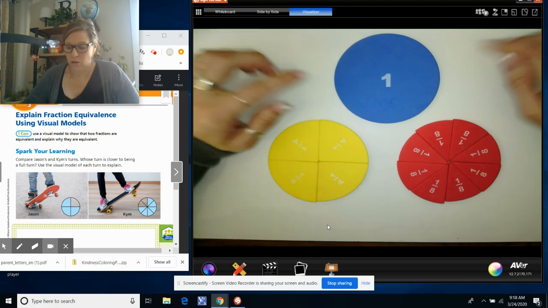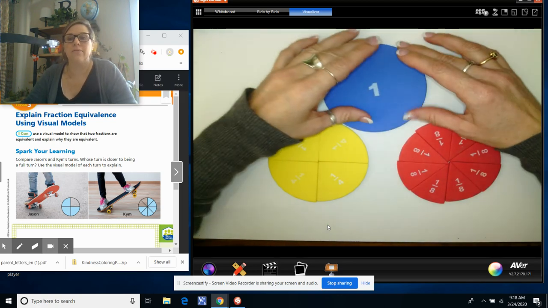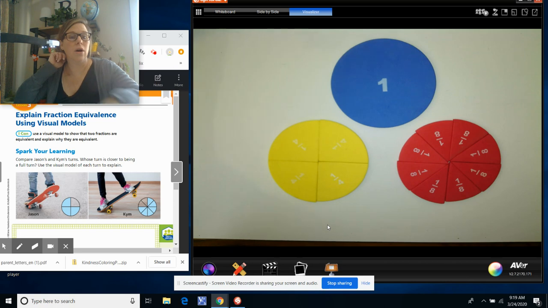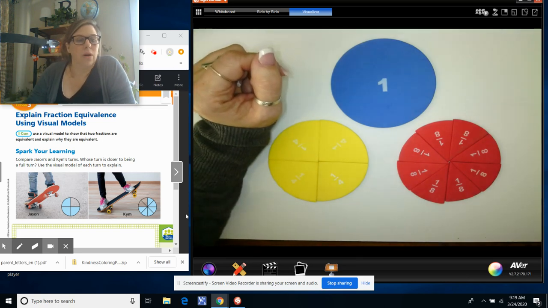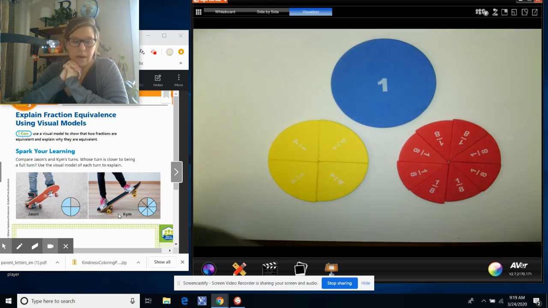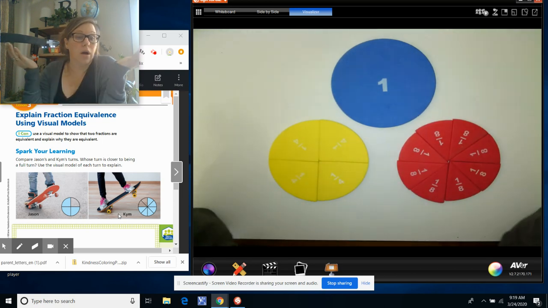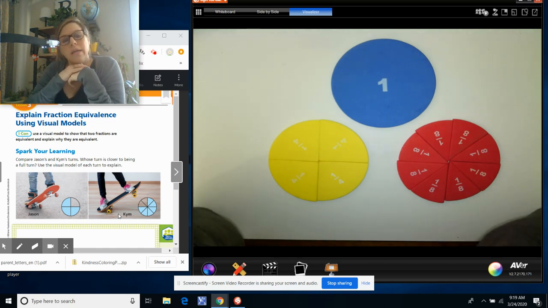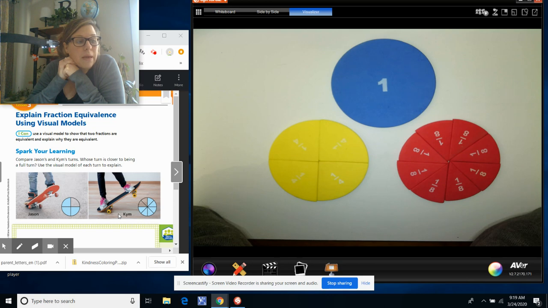So in your book, it actually has these little fraction pies. So let's take a peek again. Let's find out what the situation is about. So we're talking about some kids turning on their skateboards. So let's go back in now and try to find those quantities of the situation. It says, compare Jason's and Kim's turns. Whose turn is closer to being a full turn? Use the visual model of each turn to explain.